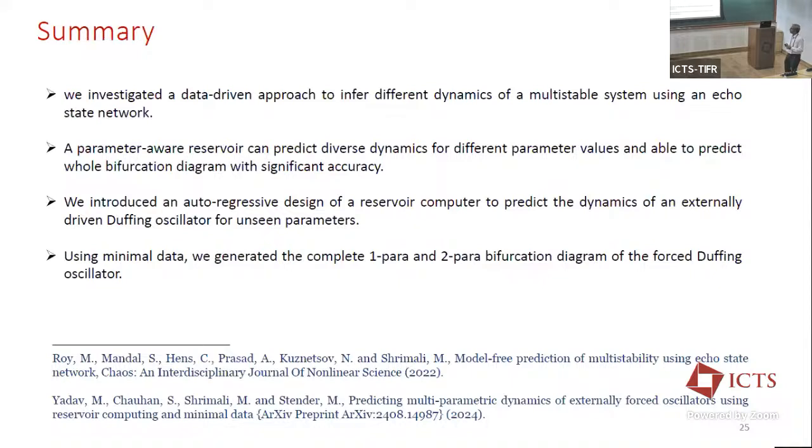With this, I would like to conclude that we have investigated the data-driven approach to infer the dynamics of a multi-stable system using the echo state network, and we could get the whole bifurcation diagram with significant accuracy. And we have also done the prediction of the dynamics of the externally driven Duffing oscillator for unseen parameters, starting from one parameter value where the system is in one state, and we can predict another type of attractor at different parameter values. And this we have done for both the one parameter and two parameter bifurcation diagrams, which were obtained with good accuracy.